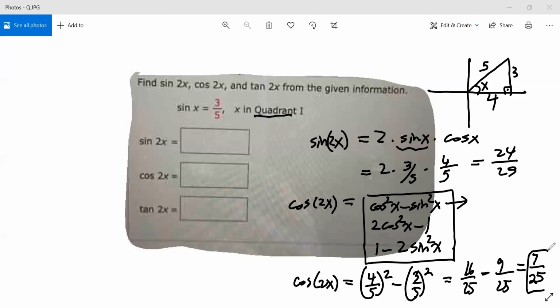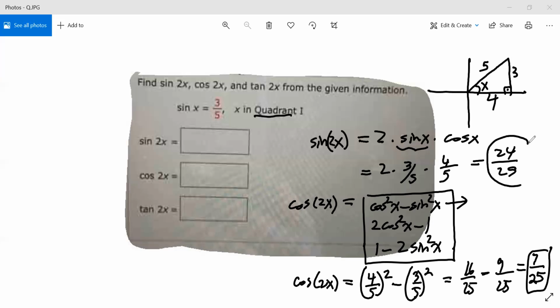Now, because x is in the first quadrant, any angle in the first quadrant, if you multiply it by 2, I'll give you an example. Let's say it is 89 degrees. 89 degrees is in the first quadrant. If you multiply 89 by 2, you get 178, which is going to be in the second quadrant. So 2x is in the second quadrant.